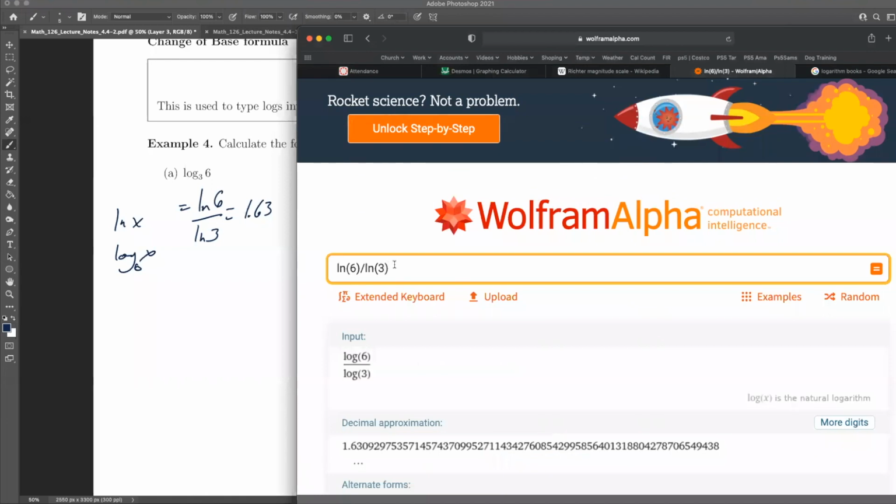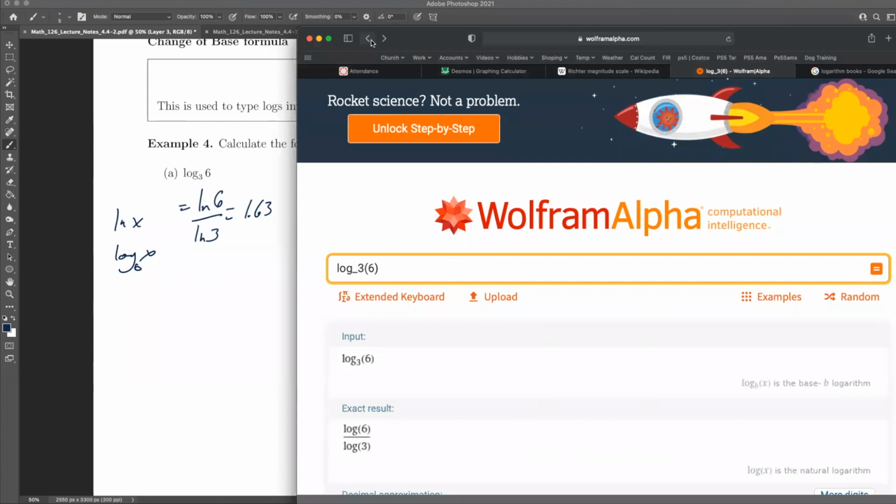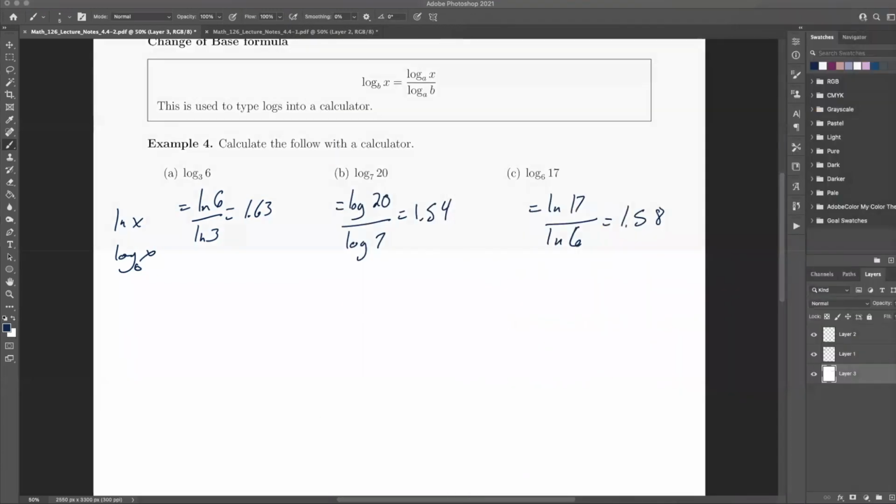You probably don't even have to do this part. You probably can just go straight to writing log base 3 of 6. And so that's what we had to do in the before times. Anyways, so that's the end of this section.